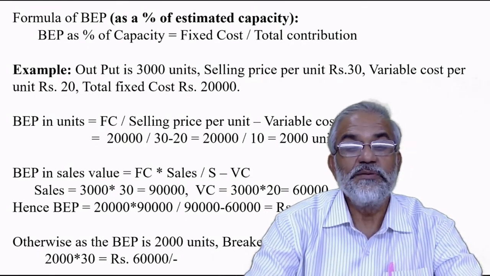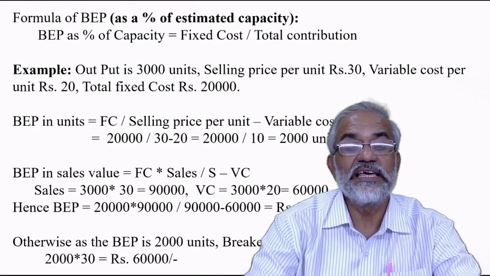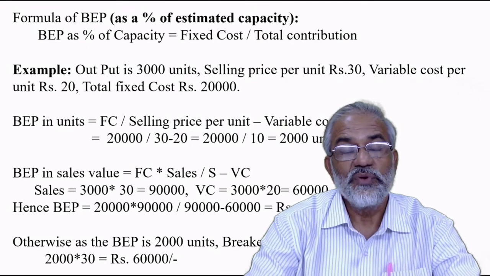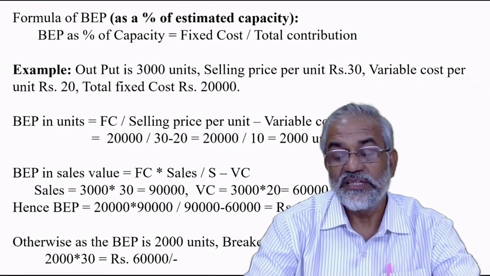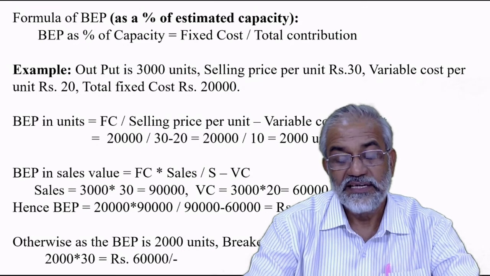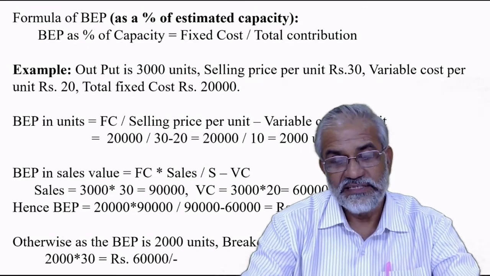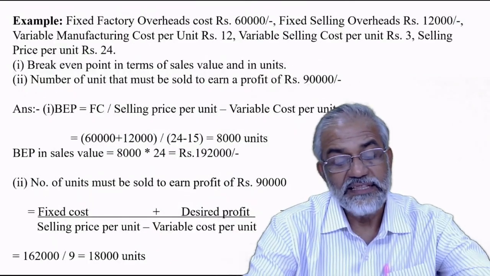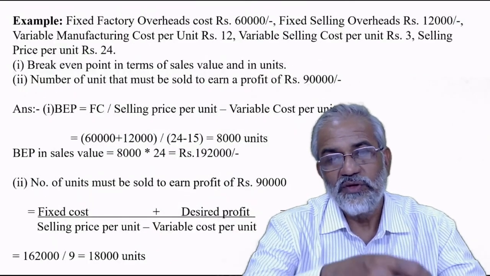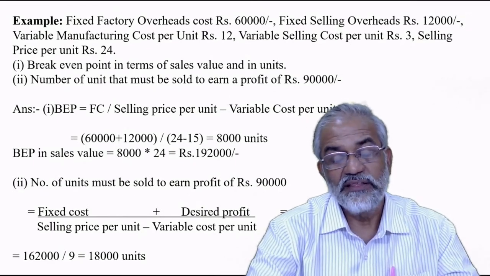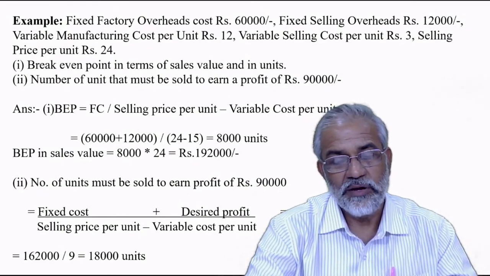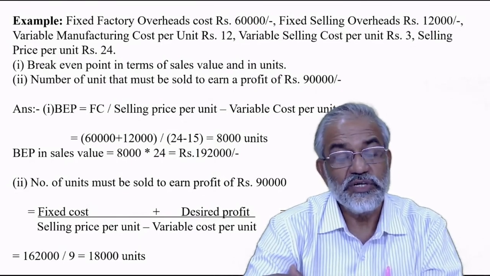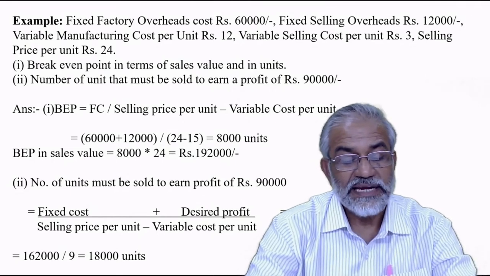Otherwise, as the BEP is 2,000 units, break-even sale would be 60,000, because the unit selling price is 30 rupees. 2,000 units into 30 rupees as the unit selling price. So 60,000 is the revenue and 60,000 is the cost. So exactly the break-even point is achieved when the units produced or the volume of sales is 2,000 units.